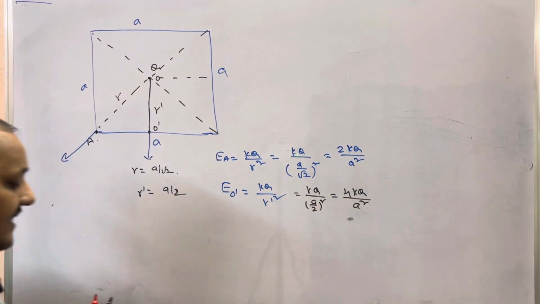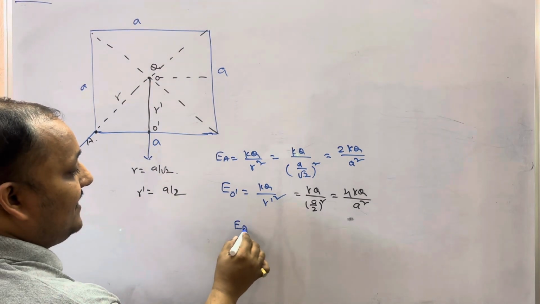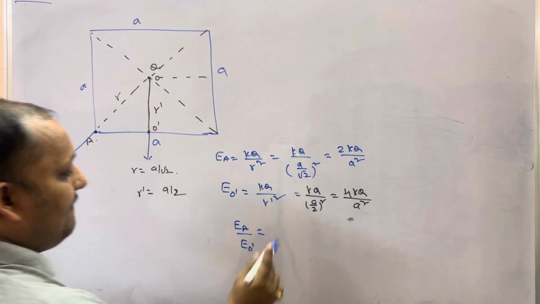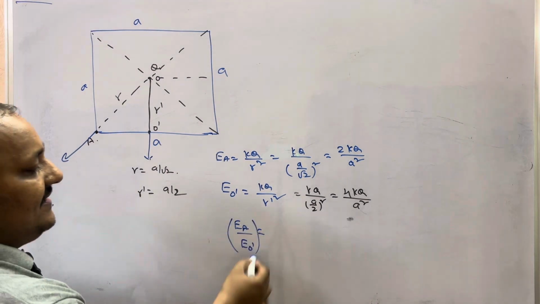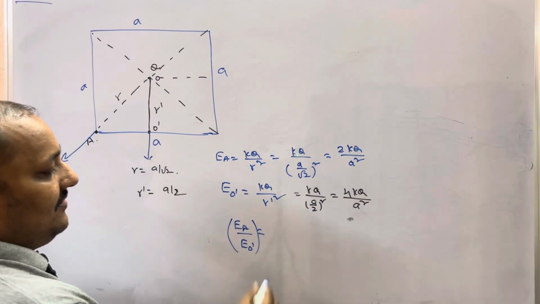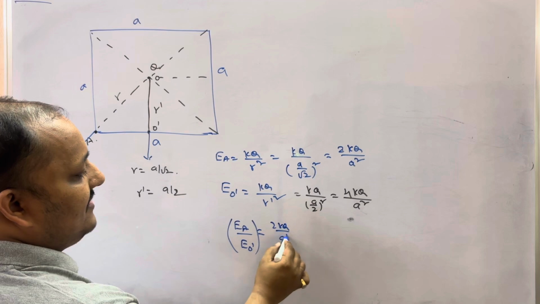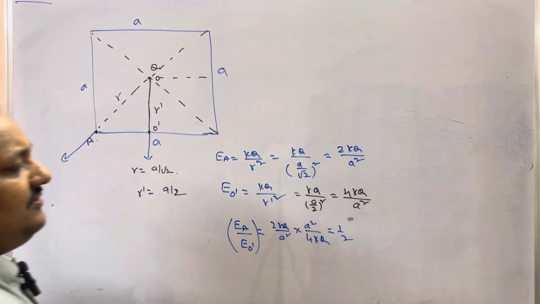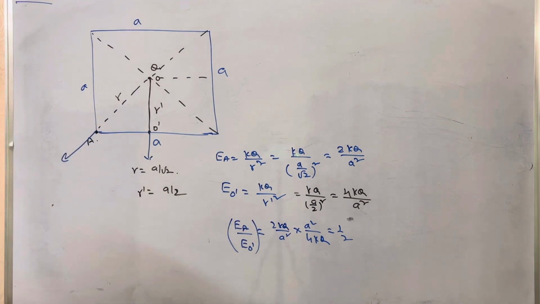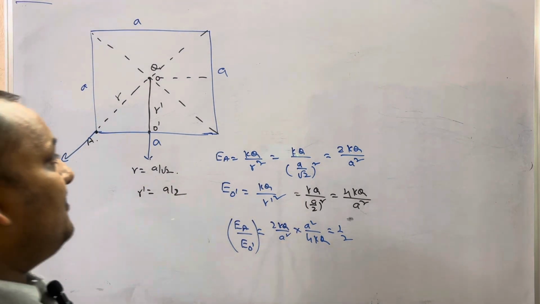Again, they may ask, what is the ratio of the electric field intensity at the corner to that at the center? This by this you will do. So 2kq by a square into a square by 4kq. So the ratio is 1 is to 2. Like this they may ask the problem. So this is about the square.